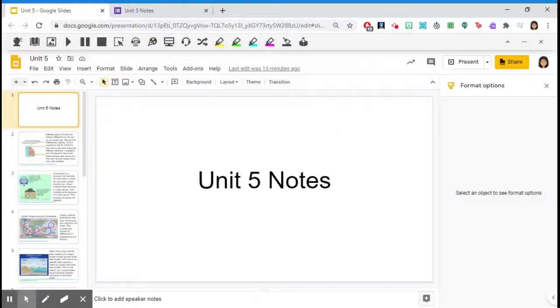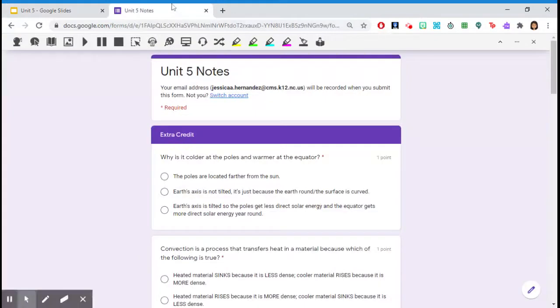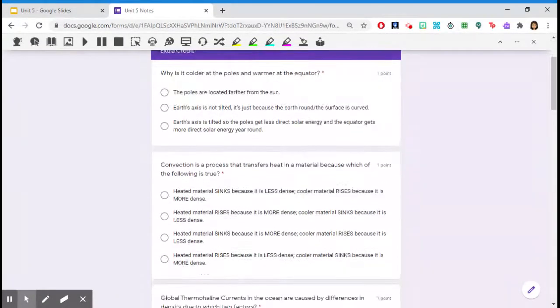Hey all, we're going to dive into the Unit 5 notes. If you would like to do the optional extra credit, here is what it looks like. You'll access the form, put in your name and your block, click yes, you agree on the first page, and then that will open up these questions.